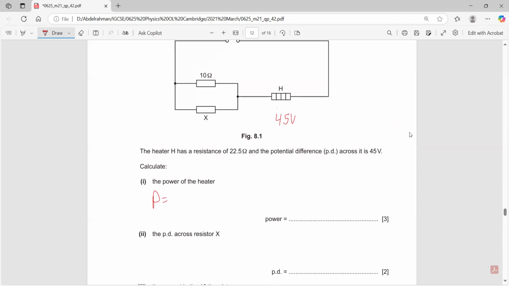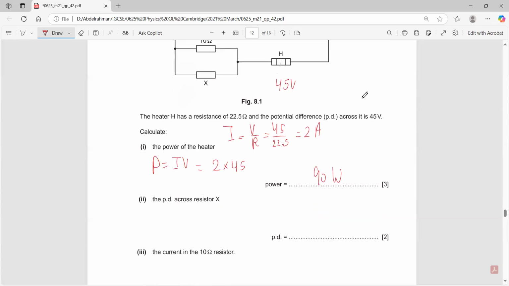But I do not like to do that. Can I say that power equals IV? Yes. Can I find the current? Yes, I can find the current by saying V over R. You have the voltage 45 and the resistance 22.5, which gives a current of 2 amperes. With a current of 2 amperes and a voltage of 45, the total power of the heater is 90 watts.